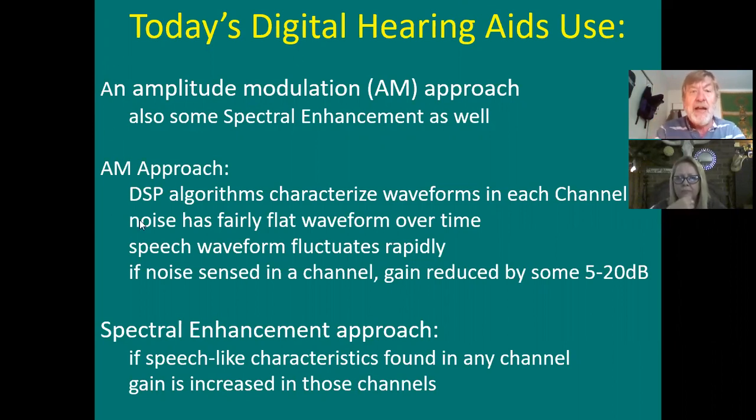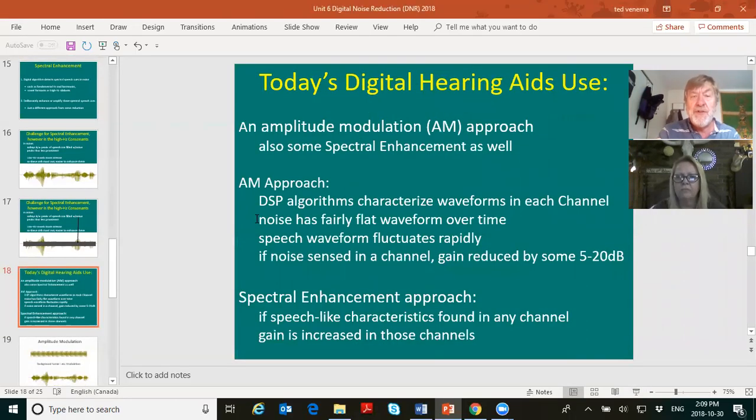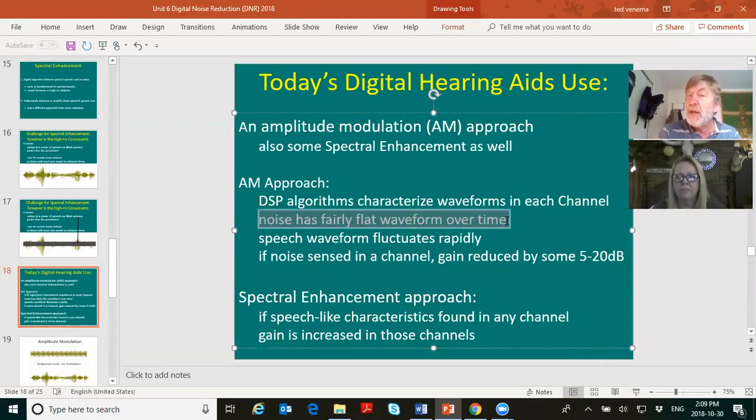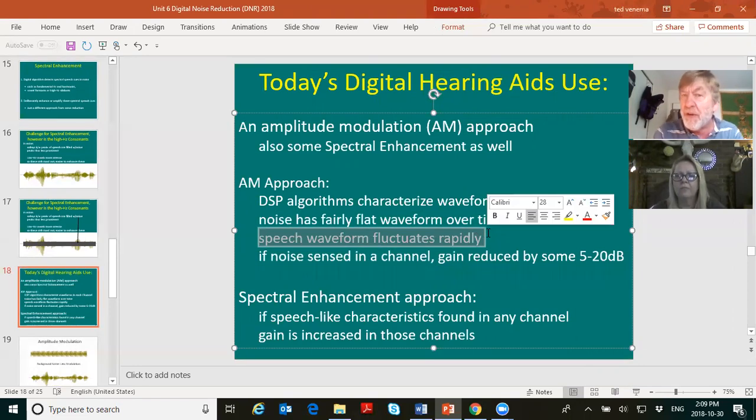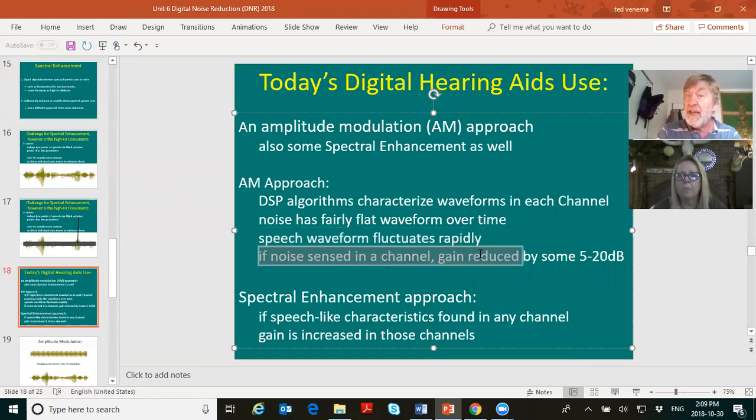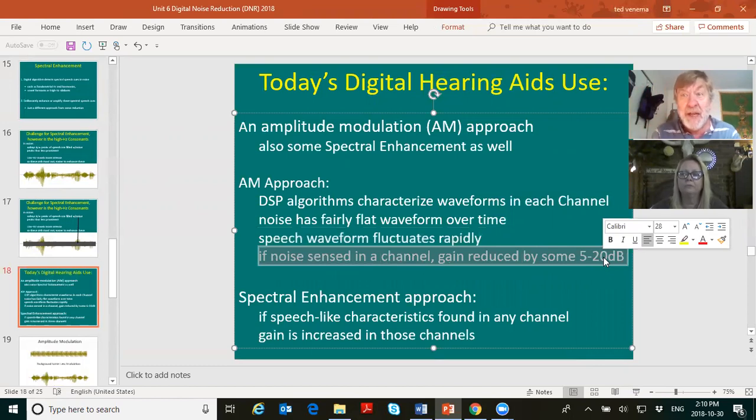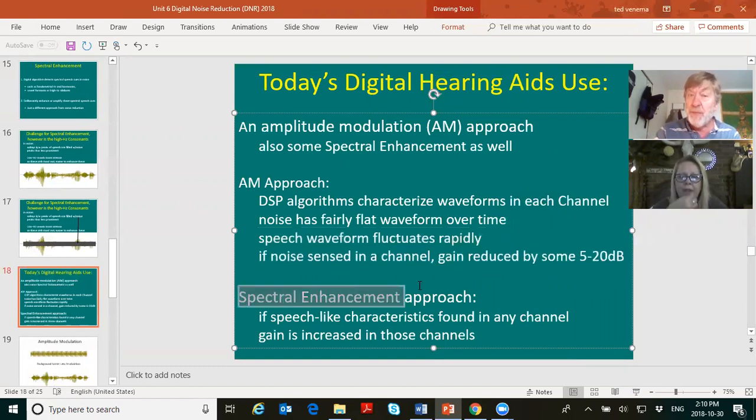Noise has a fairly flat waveform over time. Speech, on the other hand, its waveform fluctuates like a snapping flag in the wind. Speech waveform fluctuates like crazy. So if noise is sensed in any channel, the gain is reduced by some 5 to 20 dB. In other words, if steady amplitude sound is picked up in any channel, the noise is reduced. And the spectral enhancement method is somewhat employed. If speech-like characteristics are found in any channel, then the gain is increased for those channels.